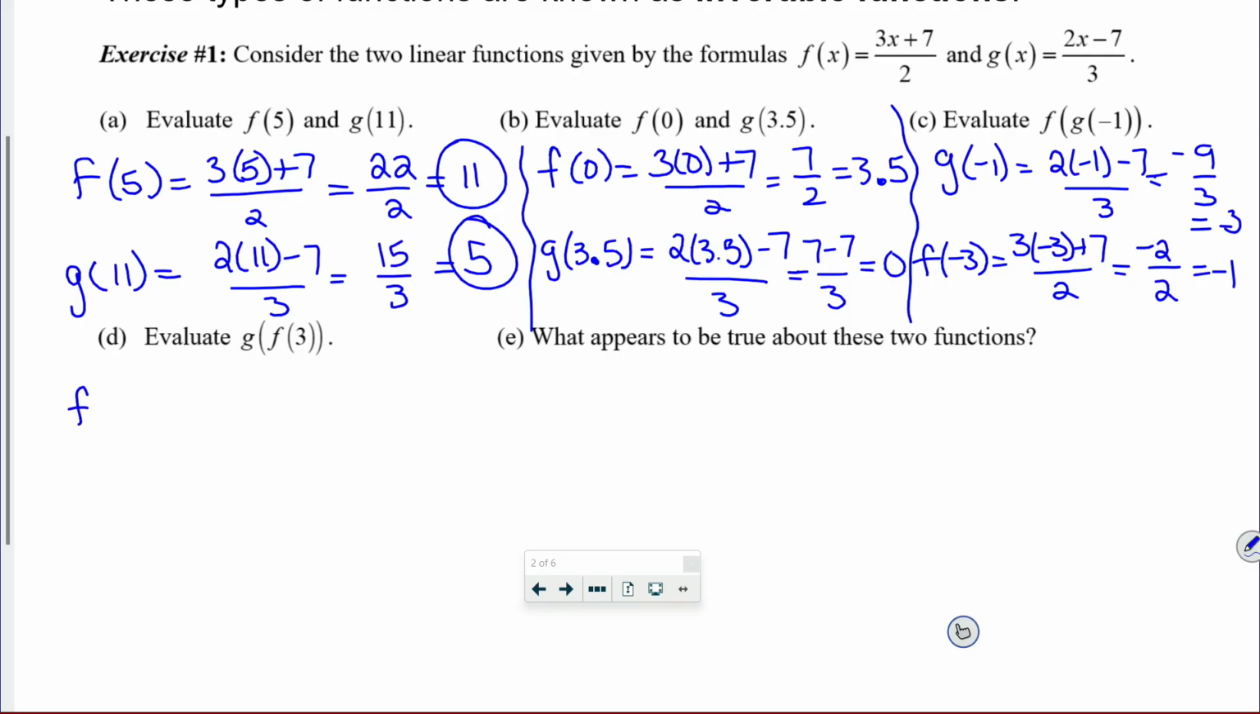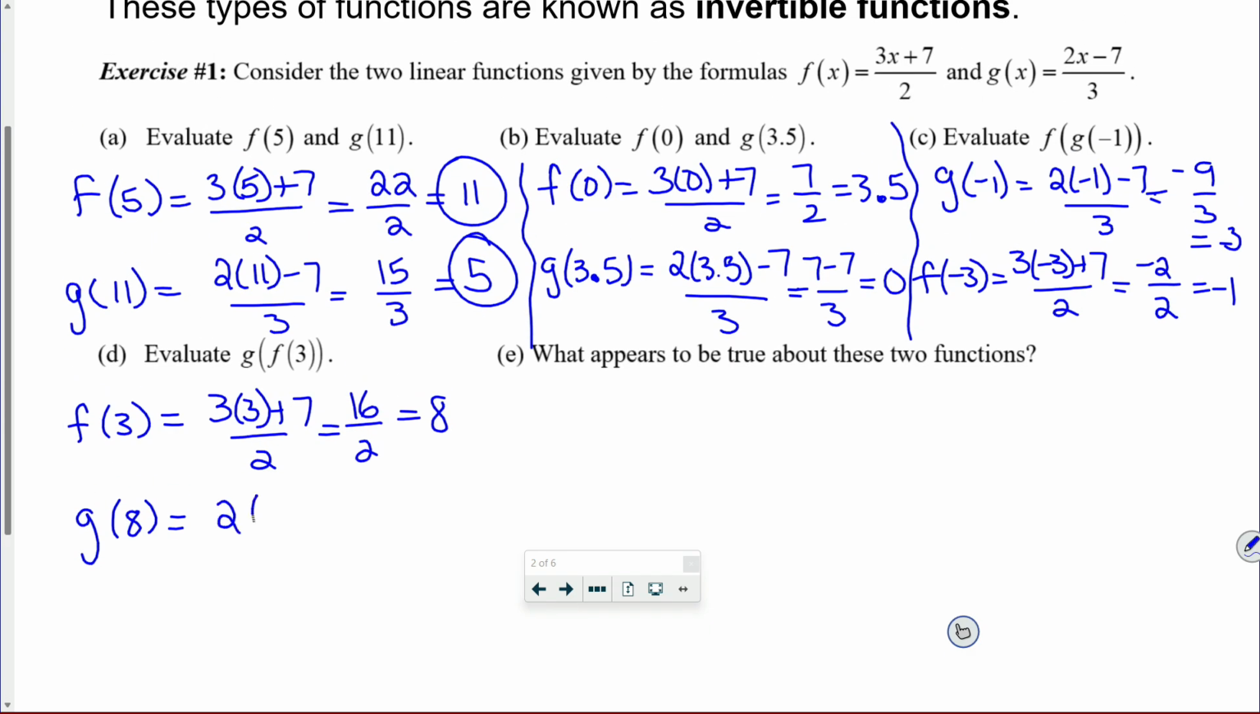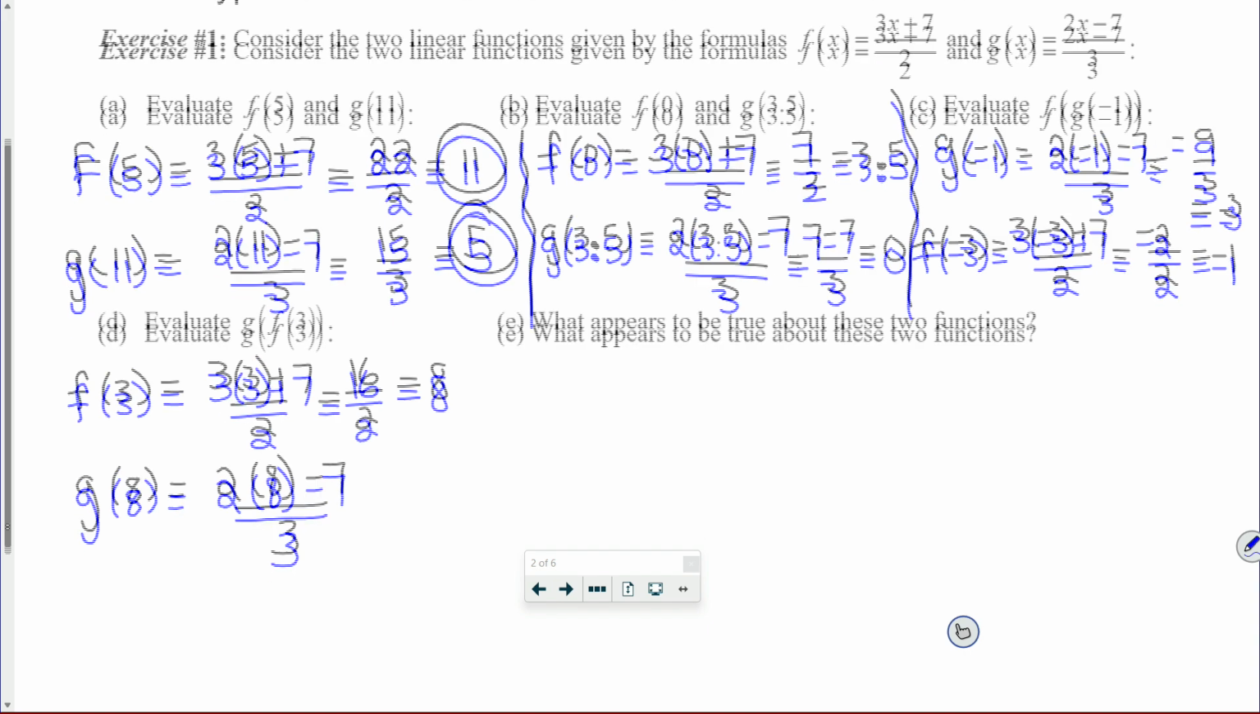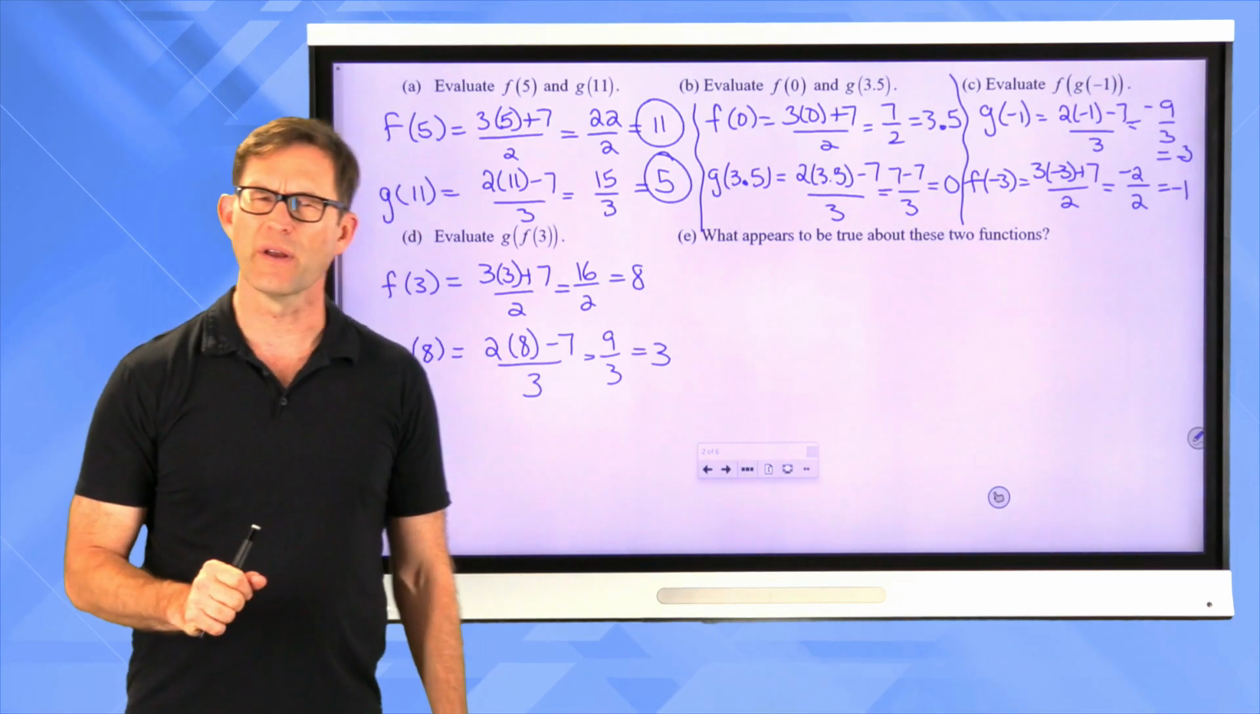So f of 3 is going to be 3 times 3 plus 7, all divided by 2. That's 9 plus 7, which is 16 divided by 2, and that's 8. And then g of 8 is going to be, let me scroll back here, 2 times 8 minus 7 divided by 3. That's going to be 16 minus 7, which is 9, divided by 3, which is 3. So g of f of 3 is 3.